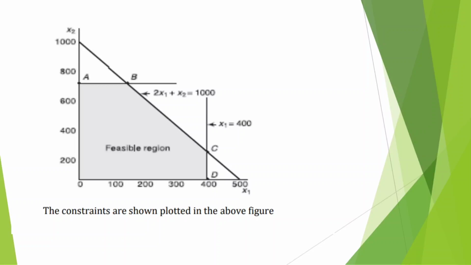Next, for that constraint, we draw the straight line using the two determined points, and depending on whether the inequality is less than or equal to or greater than or equal to, we find the feasible region. Similarly, we have one more constraint, x1 less than or equal to 400. By considering equality, we have x1 equal to 400 and that is parallel to the x2 axis. Similarly, the remaining constraints are plotted and the feasible region has been determined.